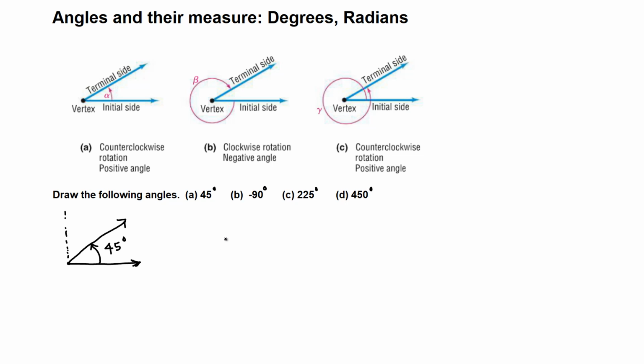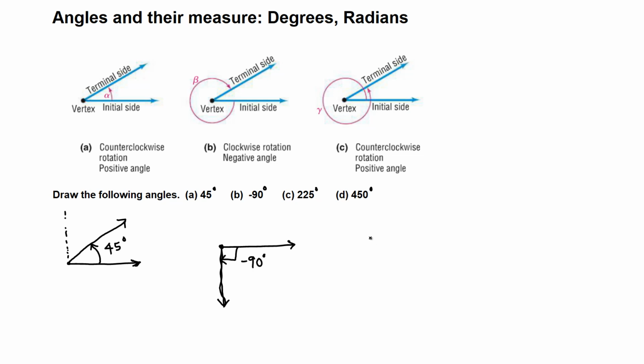Negative 90 degrees. Let's say this is the initial line or initial side. Negative means we have to go clockwise, and 90 means straight, so a right angle. Going straight down this way, that's negative 90 degrees.